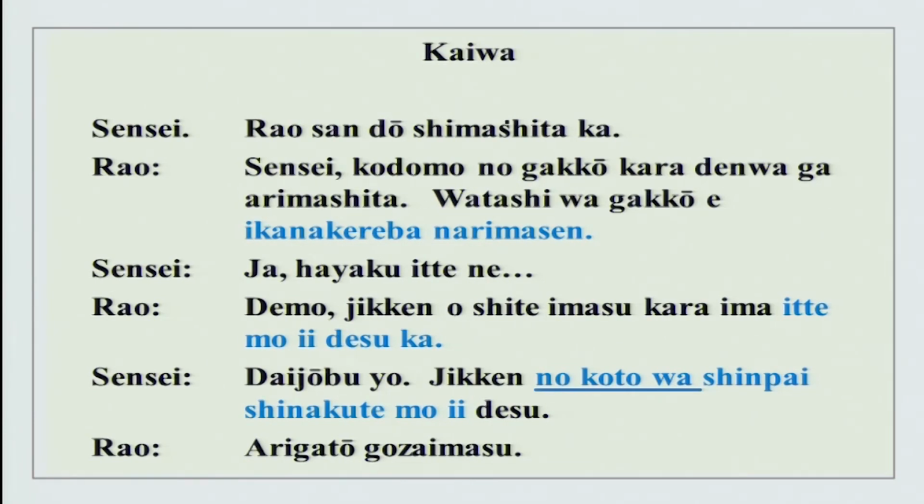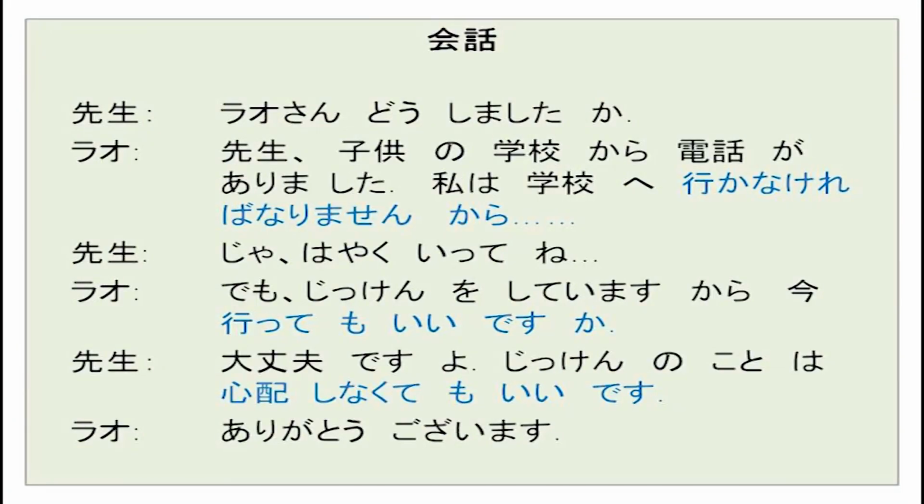でも実験をしていますから今行ってもいいですか？ でも means but. I am doing an experiment. Is it all right if I go now? 大丈夫よ。It's all right. 実験のことは心配しなくてもいいです。You don't have to bother about your experiment at the moment. And he says, ありがとうございます。So there are a few new things over here which we will cover right away.